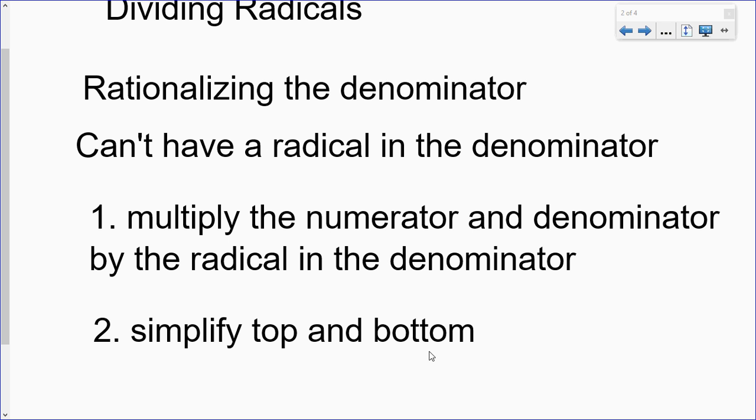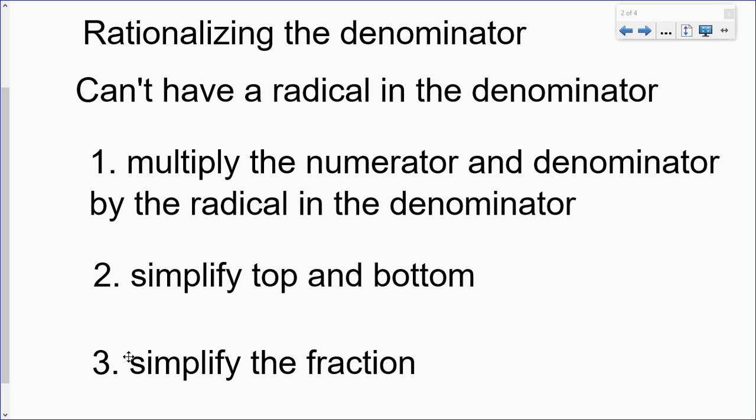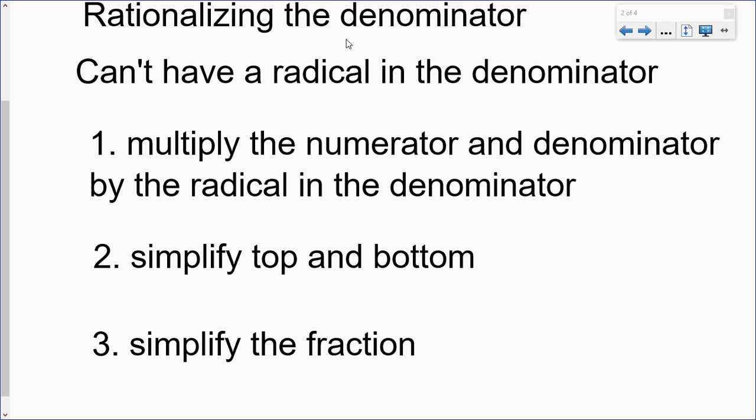2, we're going to simplify the top and the bottom, just like we normally simplify radicals. And then 3 is simplify the fraction. So the numbers that are on the outside, whether they're already there or we were able to pull them out when we simplify the radicals, we need to simplify those outside numbers, just like normal fractions. So make sure our answer is in simplest form.